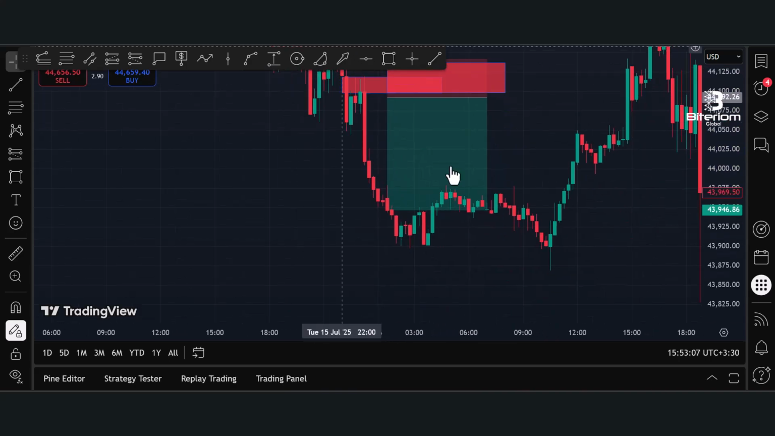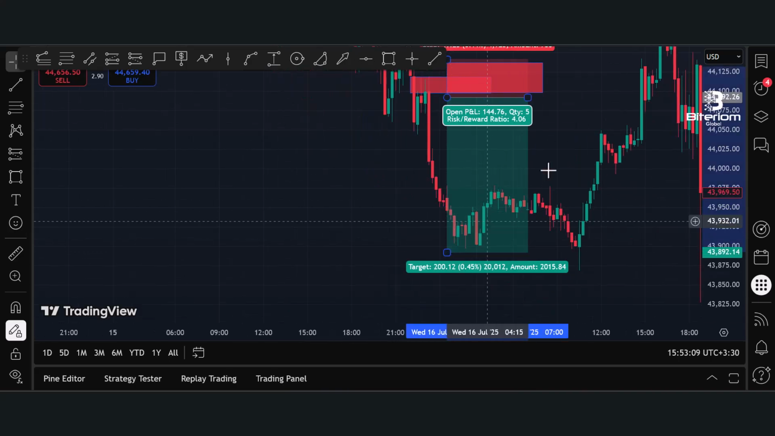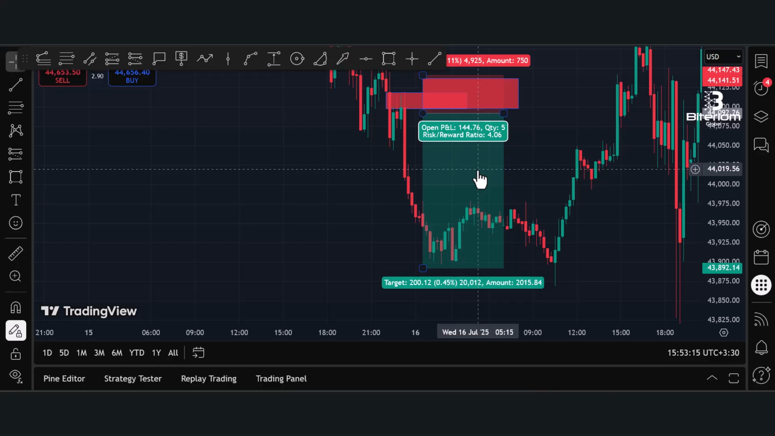behind this zone, making high reward and high win rate with this strategy. For example, here we have 4R from this position.